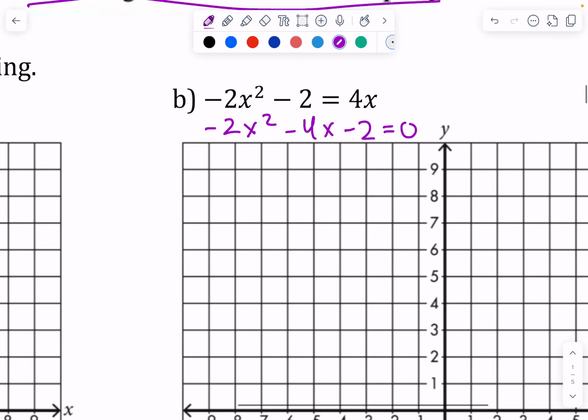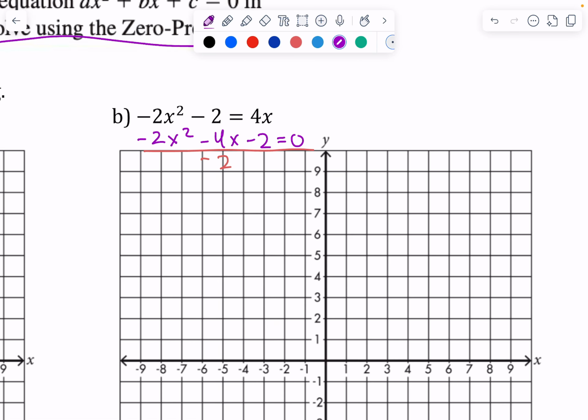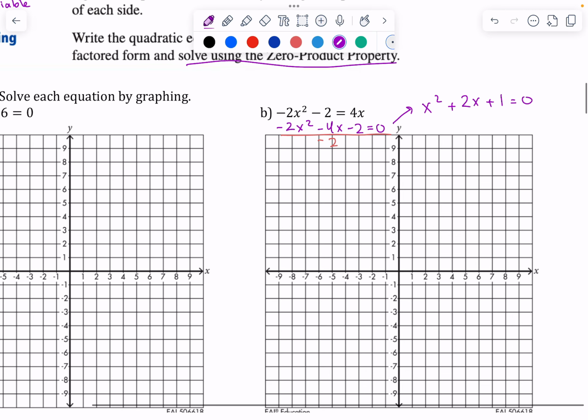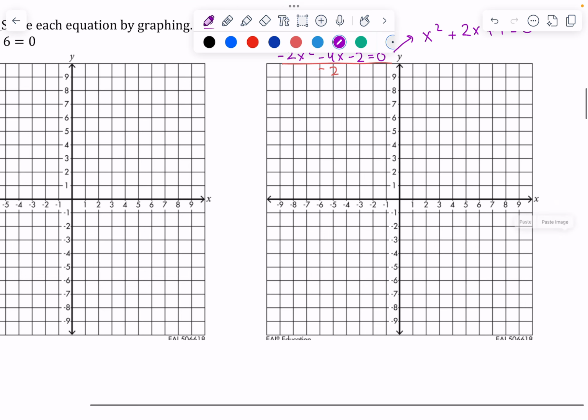Okay? Now, because it's an equation, if I look at this and I don't like the fact that there's a negative 2 as the coefficient of x squared, I could divide everything by negative 2, okay? That is fine. You're allowed to do that since this is an equation, okay? And what that gives us now is x squared plus 2x plus 1 equals 0, okay? And because that's an equation in standard form, I'm going to use the steps of graphing a standard form equation to graph this function.